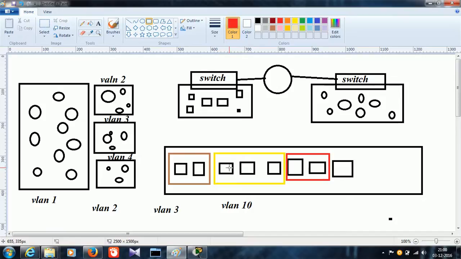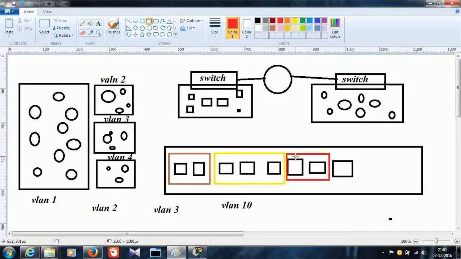So the first port can speak with the second port, the second port with the third port, and the third with the first port; like that they can speak to each other. But this yellow group cannot speak with the first brown group or the red group. Similarly, the red group can communicate with each other, but they can't communicate with any of these, even the native VLAN. I don't want to miss this also: even the red group can't communicate with the native VLAN groups. They can communicate within themselves, but not outside of that group.